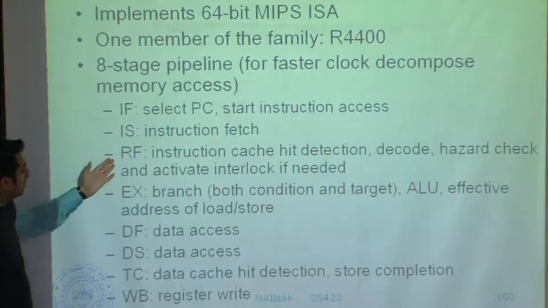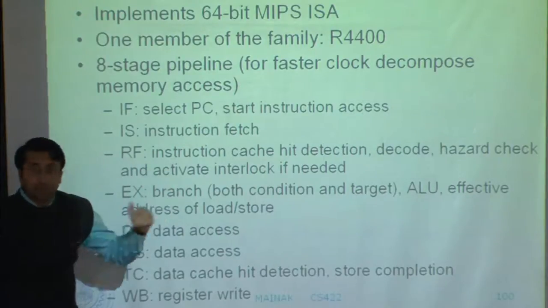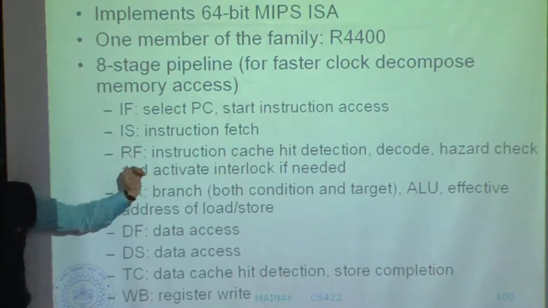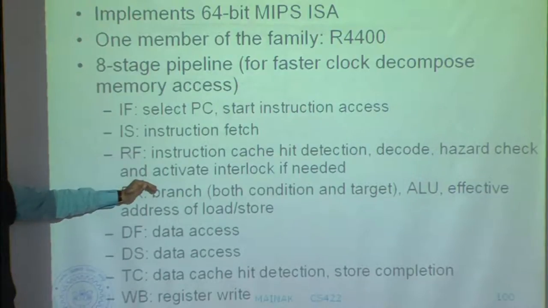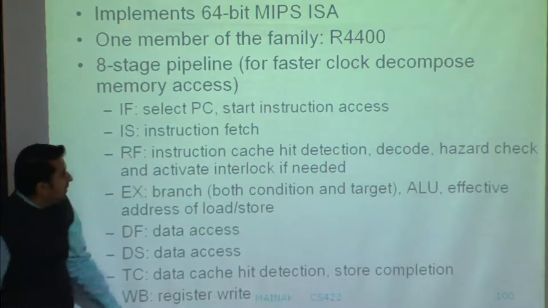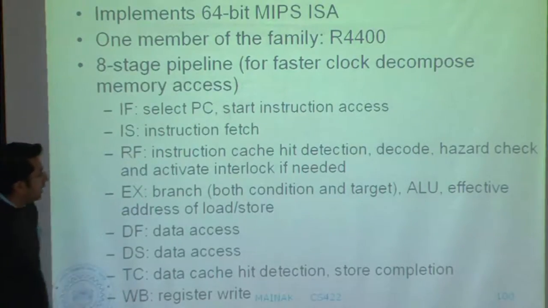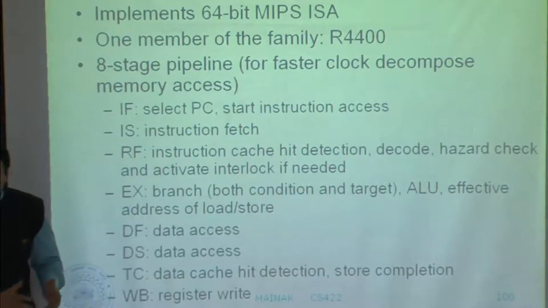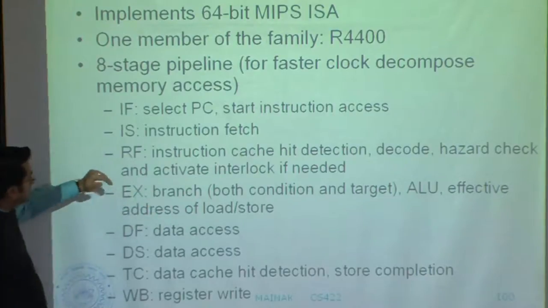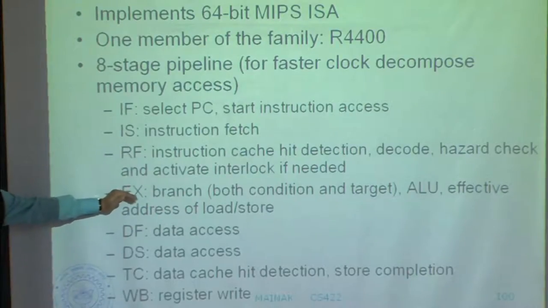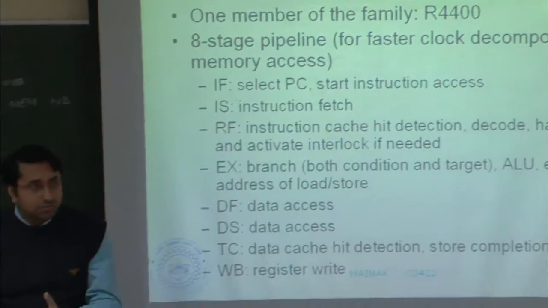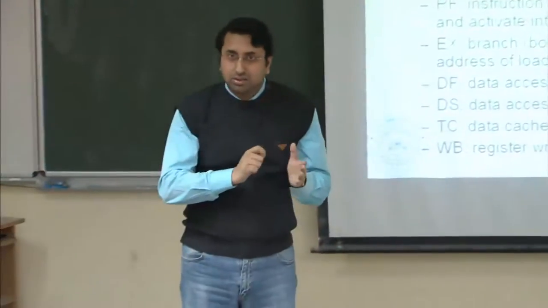The third stage is register file access, where you actually get to know if the instruction cache hit or not. This is very interesting. You start the second stage of the pipe without actually knowing whether you hit the instruction cache or not. You get to know it only in this particular cycle. If you hit the cache, of course everything is fine. Otherwise, whatever you have decoded will be discarded, because you also start decoding in parallel. You decode, and you also do the hazard check and activate interlock if needed, because the MIPS philosophy was that you detect all hazards in the decoder and introduce interlock cycles at that point.